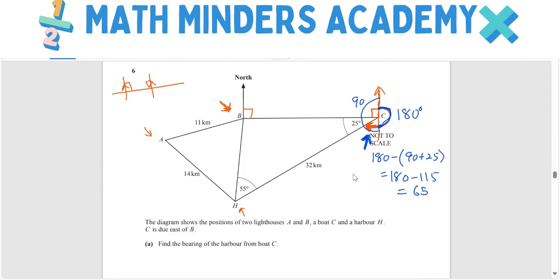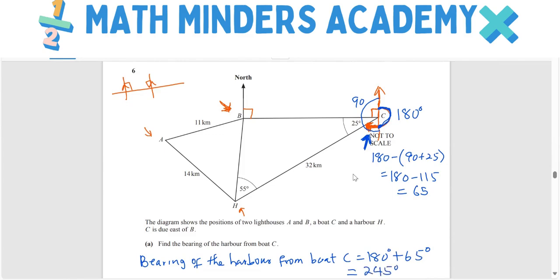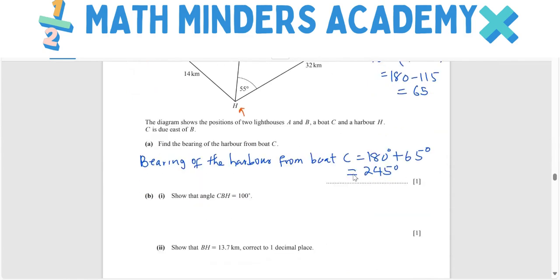So the bearing I'm looking for, the bearing of the harbor from boat C, is equal to 180 degrees plus 65 degrees. And that gives us 245 degrees. So we enter that.